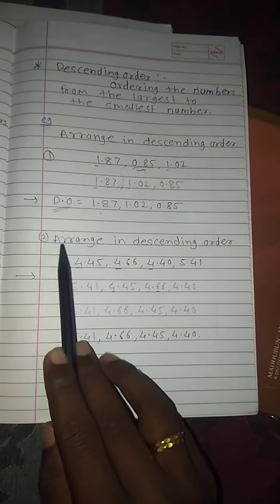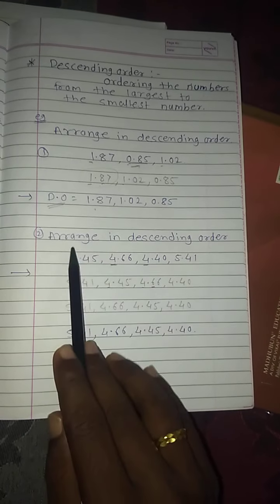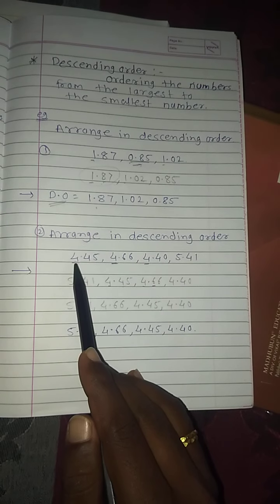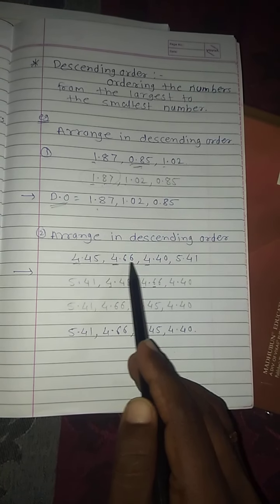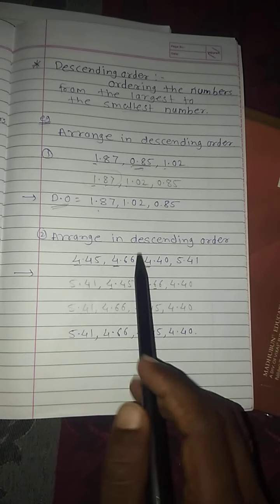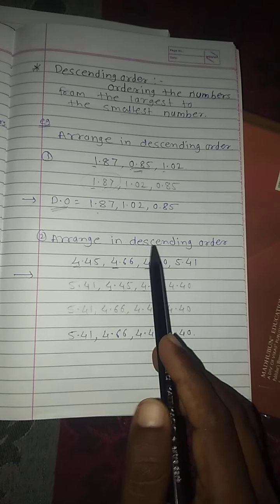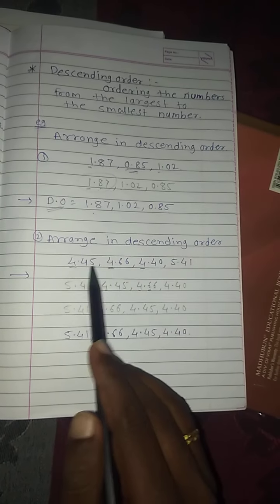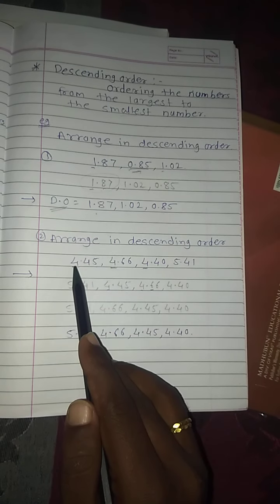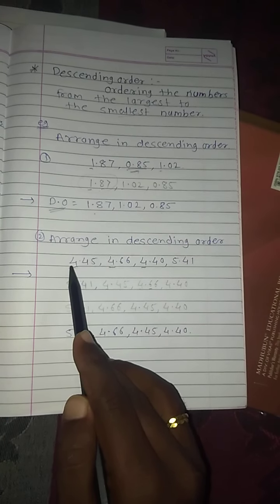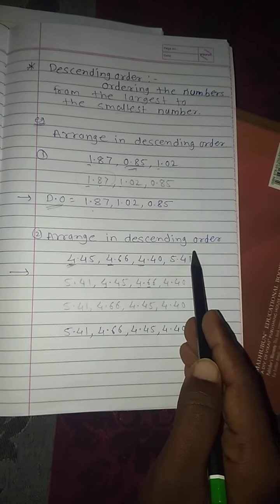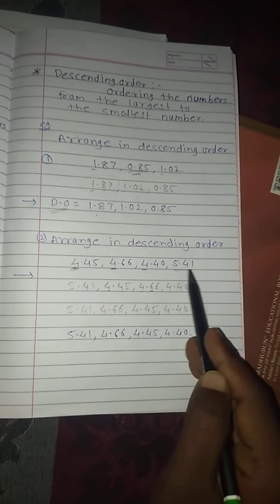To understand better, just see one more example. Arrange in descending order. Example: 4.45, 4.66, 4.40 and 5.41. Descending order means we have to arrange the data from largest to smallest. Now compare the numbers. If you want to compare, you have to check the number before the decimal. Here 4, here 4, here 4 and here 5, so among all of these this is the largest number.